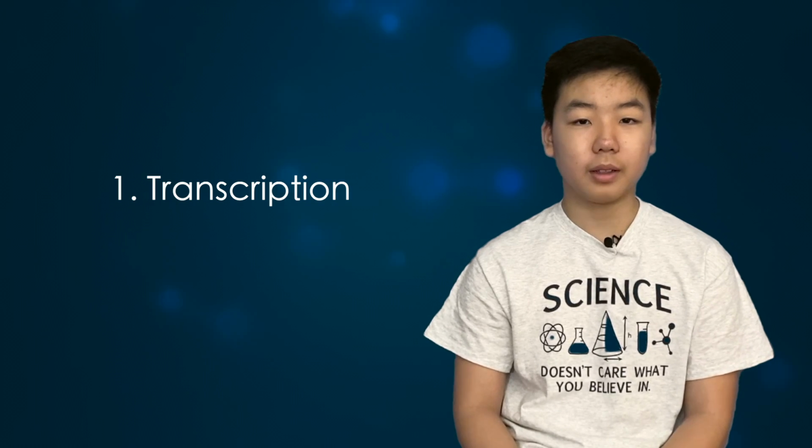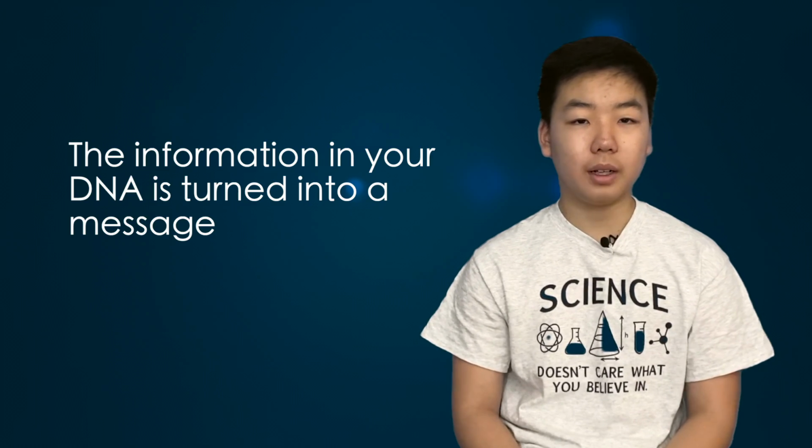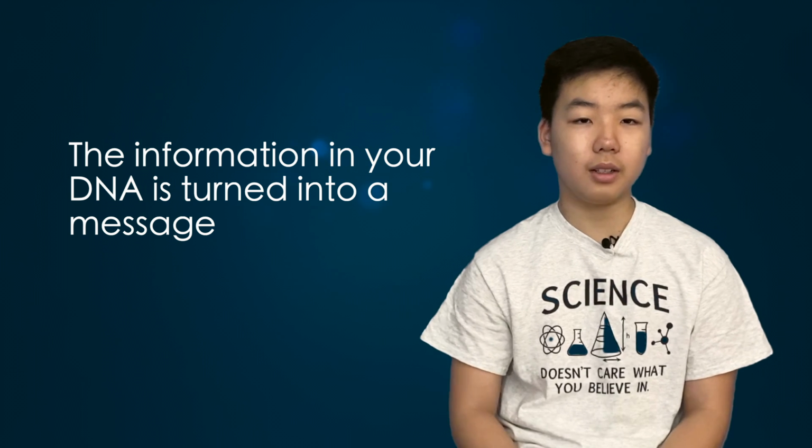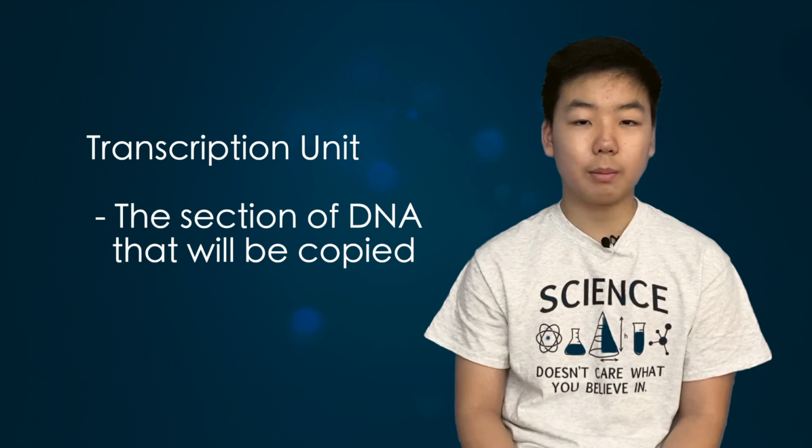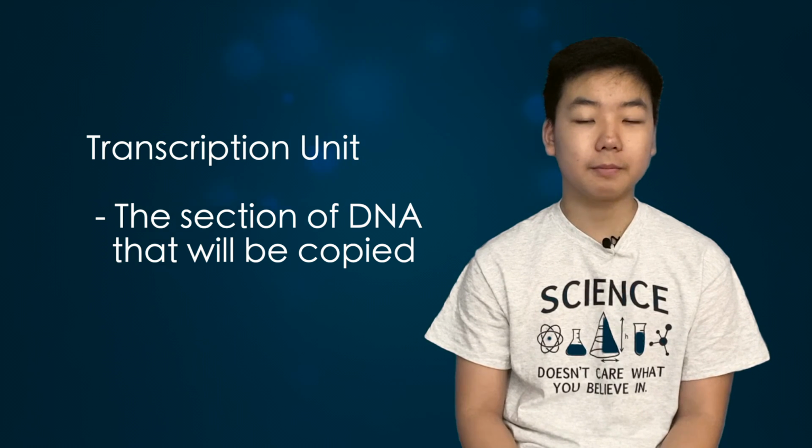So how is protein made? There are two main steps to protein synthesis. The first would be transcription. This is where your body copies the genetic information in your DNA and turns it into a message. Since DNA is stored in the nucleus of your cells, protein synthesis begins in the nucleus. The section of DNA that will be transcribed is called the transcription unit.